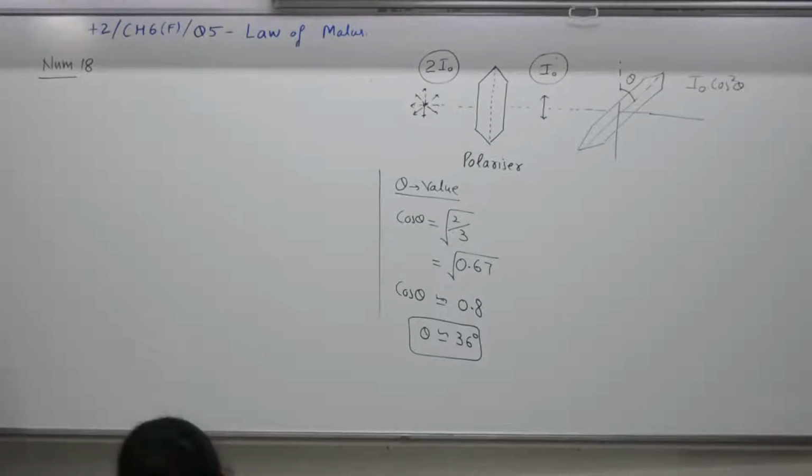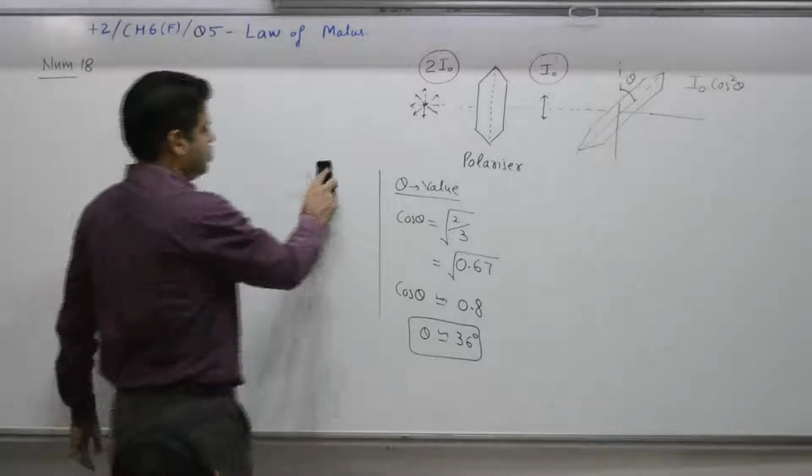Numerical: 2 Nicols, that is Polaroids, are so oriented that the maximum amount of light is transmitted. To what fraction of its maximum value is the intensity of transmitted light reduced when the analyzer is rotated through: first, 45 degree; second, 90 degree; third, 180 degree? 2 minutes with you.